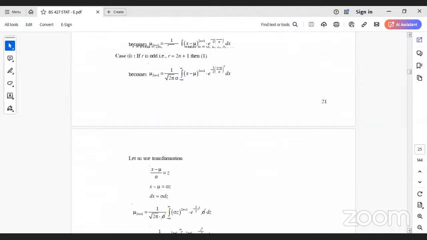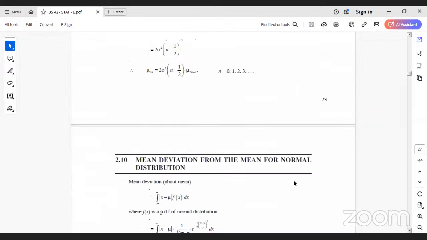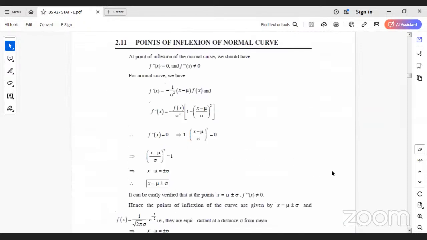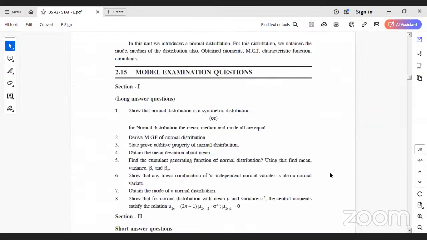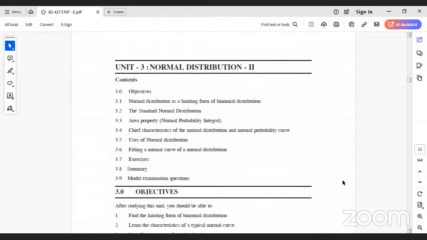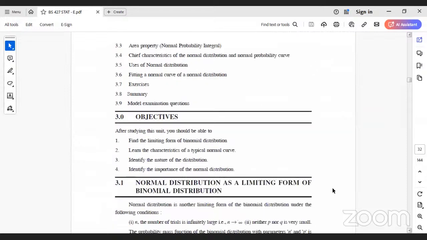Good. Third unit. Normal distribution, the standard normal distribution, area property, normal probability integral, chief characteristics of the normal distribution, normal probability curve, uses of normal distribution, fitting of normal curve of normal distribution.